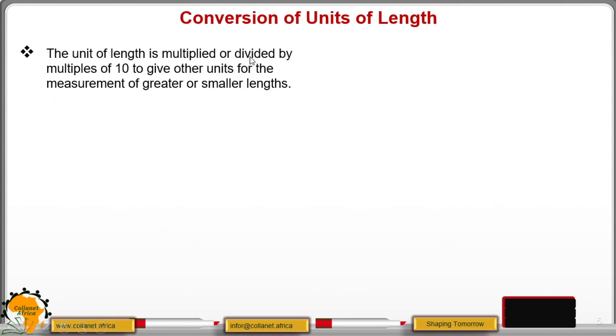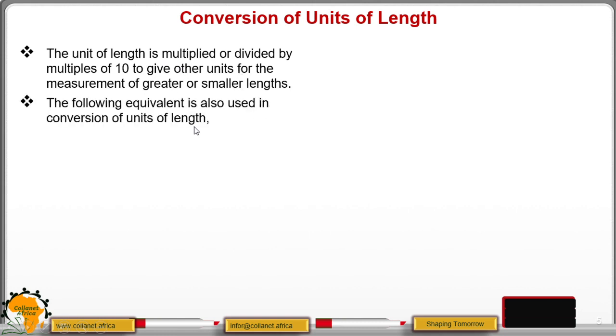And now when we want to convert length from one unit to another, we either multiply or divide by multiples of 10. Maybe you want to move from a greater value to a smaller value, or from a smaller length to a larger length. We either multiply or divide using the multiples of 10.